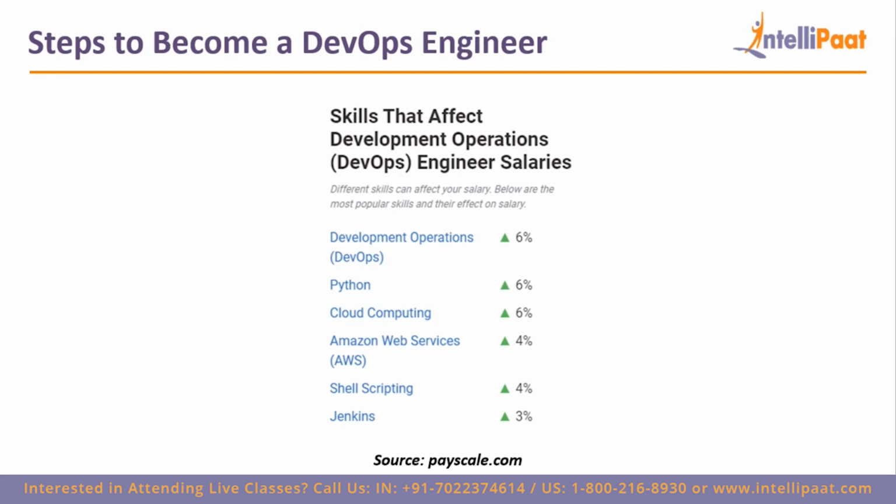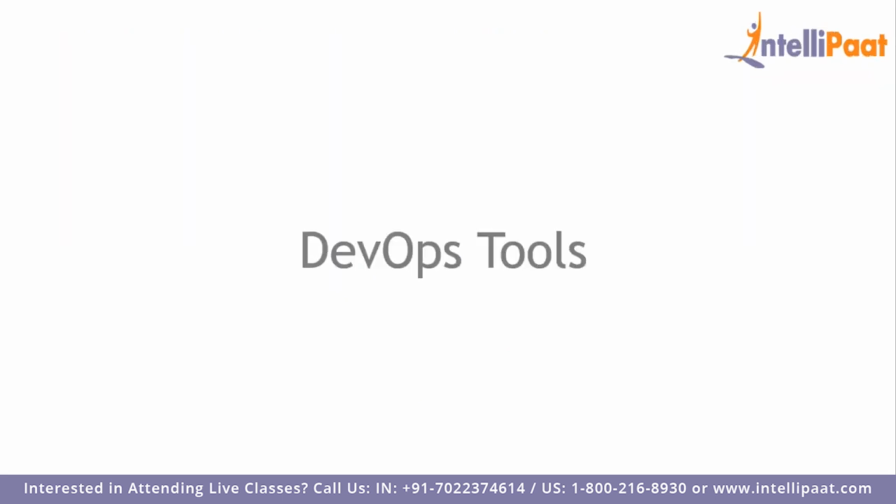Amazon Web Services is a cloud computing service. Learning cloud computing will help you because most companies' architectures and infrastructure are on the cloud right now. And then shell scripting: as I told you, shell scripting is one of the important concepts, because for creating and managing configuration you will need to know shell scripting. And then comes Jenkins. Jenkins is one of the most popular DevOps tools. It is used for CI/CD. Learning Jenkins would be very helpful because Jenkins is an open source tool and it is used by a lot of companies. And moving on, now we are going to look at various DevOps tools.